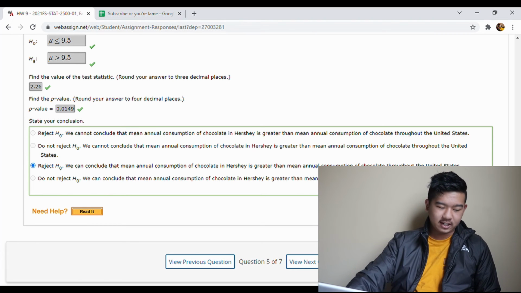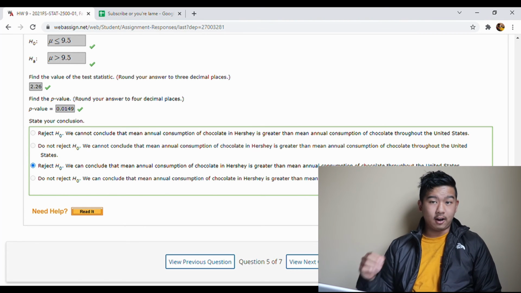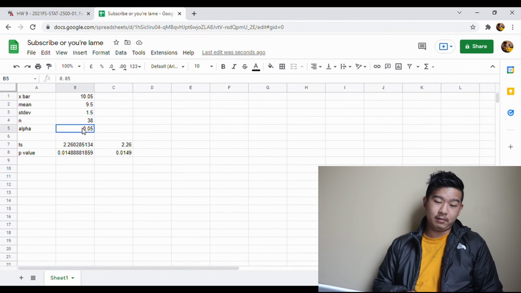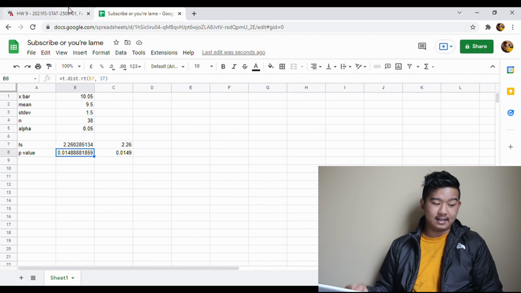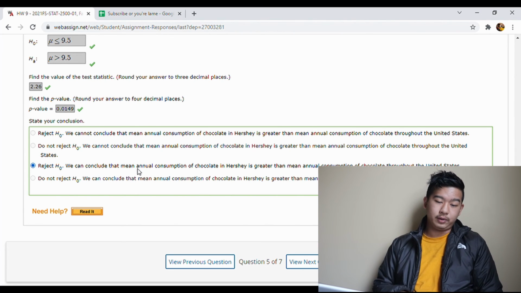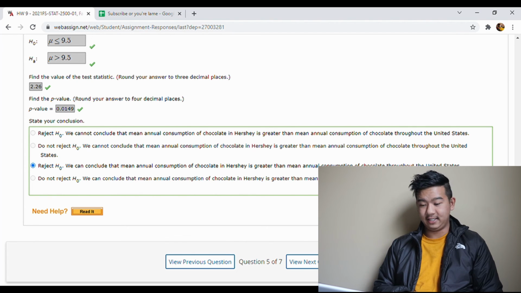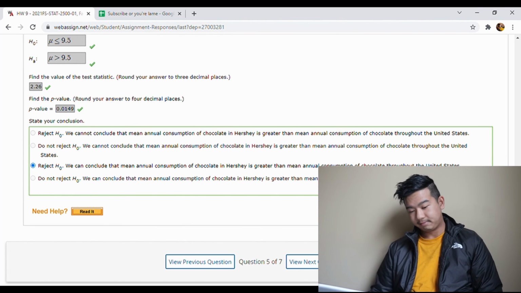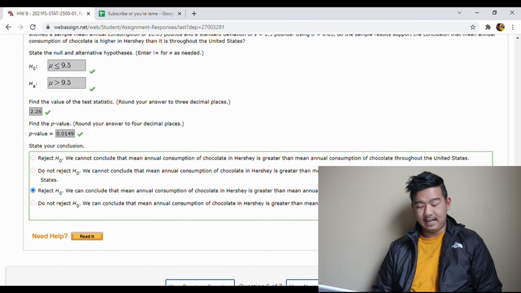And then our conclusion. What are we going to do? Are we going to reject or are we not going to reject? For our upper tail tests, we are going to reject if our p-value is equal to or less than alpha. And what was our alpha? Our alpha was 0.05. Our p-value was 0.0149. Our p-value is less than alpha, so we are going to reject it. We can conclude that the mean annual consumption of chocolate in Hershey is greater than the mean annual consumption of chocolate throughout the US. So that is our conclusion.